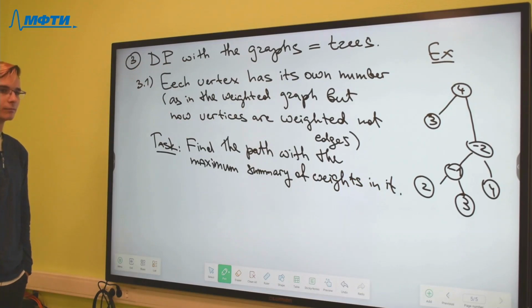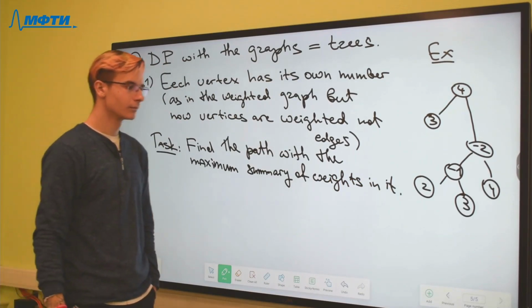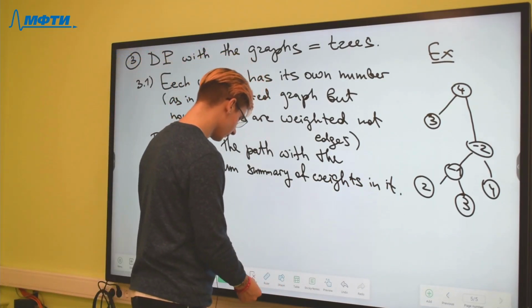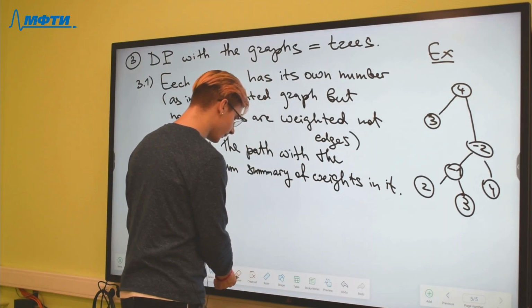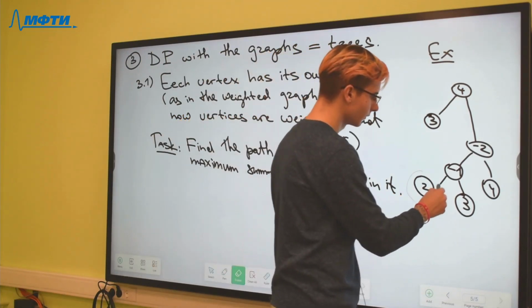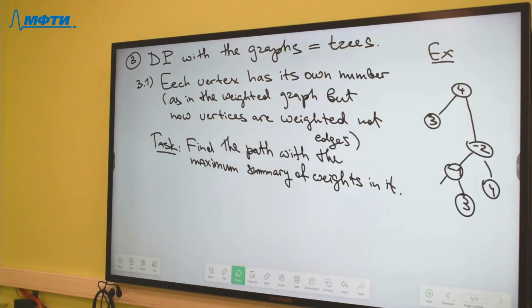And we have to visit all of the vertices, or we can skip some of them? Please repeat. Can you hear me well? Now, yeah, I hear you. Well, okay. We have to visit all of the vertices, or we can skip some of them?